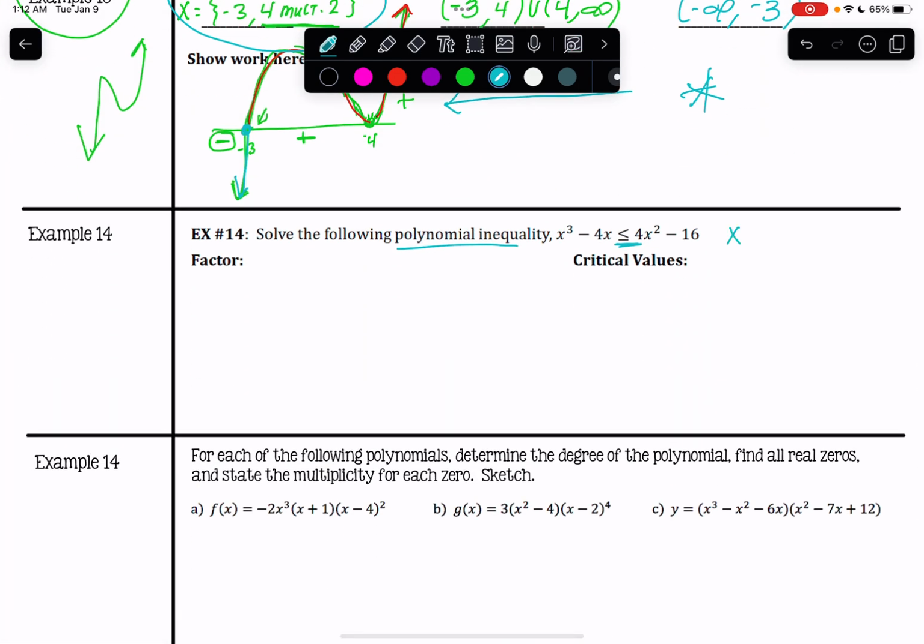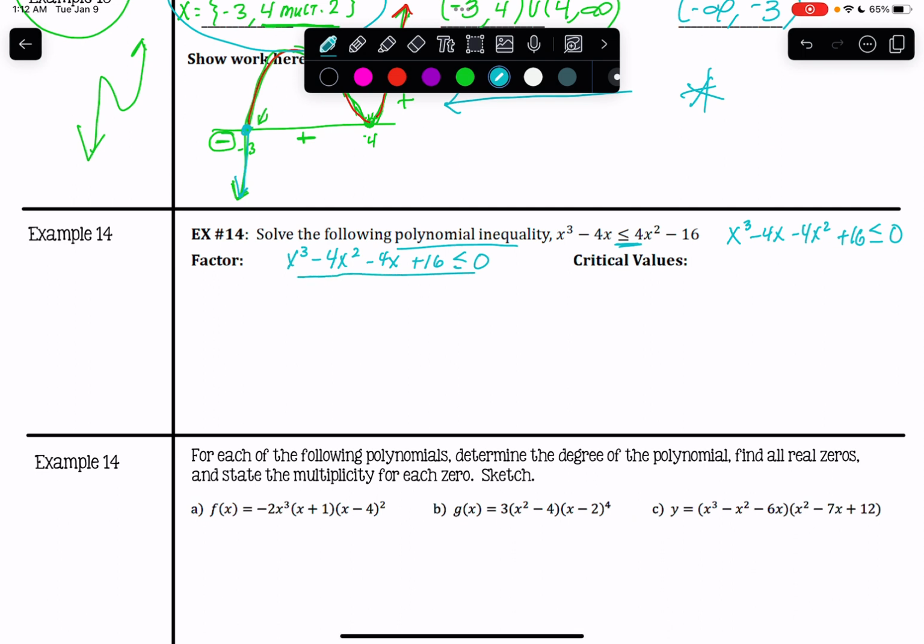So let's rewrite this as x cubed minus 4x minus 4x squared plus 16 is less than or equal to 0. So let's put it in the right form. x cubed minus 4x squared minus 4x plus 16 is less than or equal to 0. Now, I have to factor this. They didn't give me the zeros this time, or they didn't give me the factors. I have to actually do it, okay?